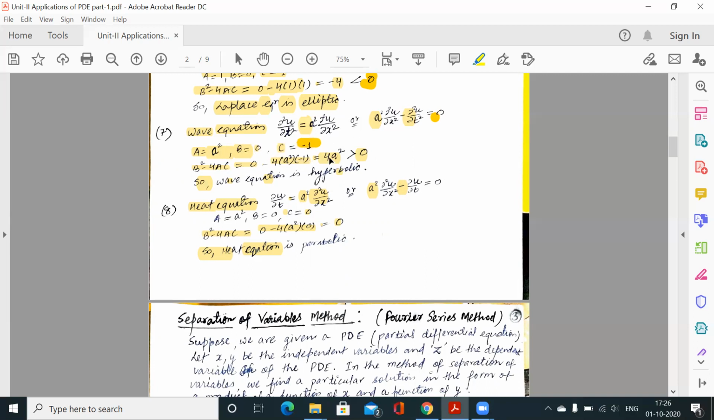So after calculation here we are getting 4a square, and clearly this a cannot be 0, because if a is 0, then this is not a wave equation. This will be eliminated because this is a square, so if a square is 0, the right hand side is 0, so only this is left. So a is never 0, so we are getting 4a square always positive, whether a is negative or positive. In both the cases we will get 4a square positive, so this is always hyperbolic. So the wave equation is hyperbolic.